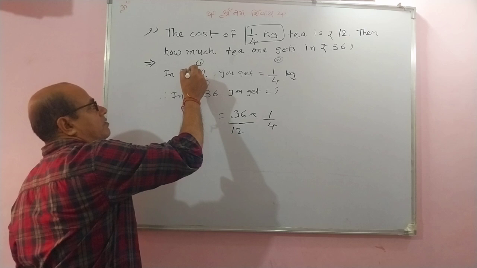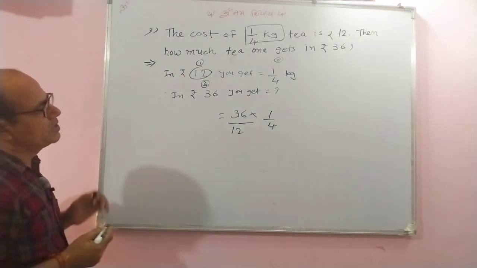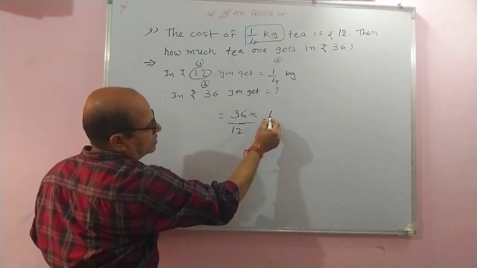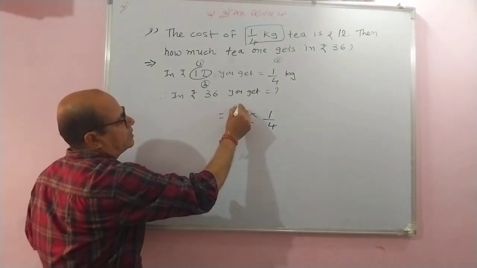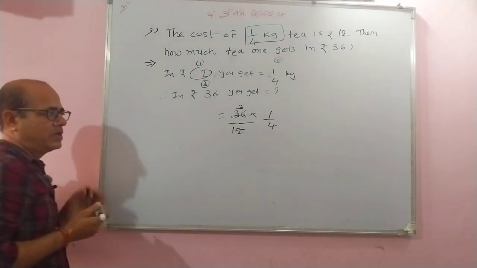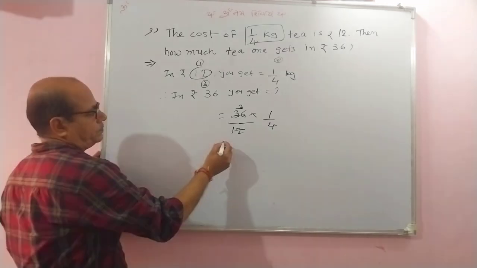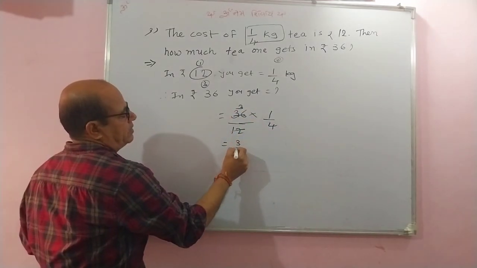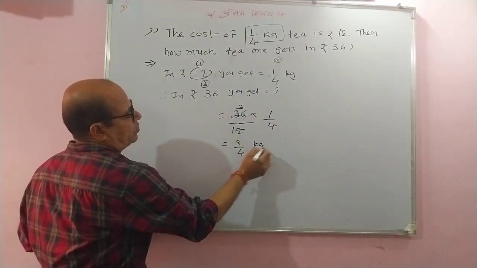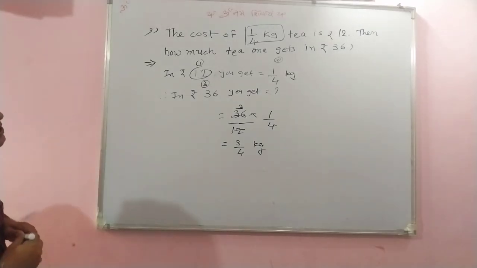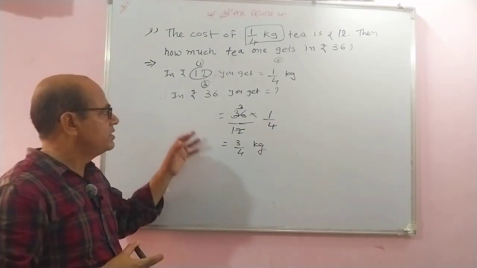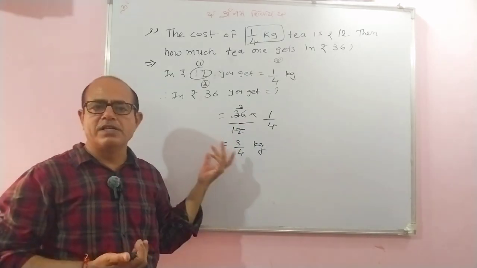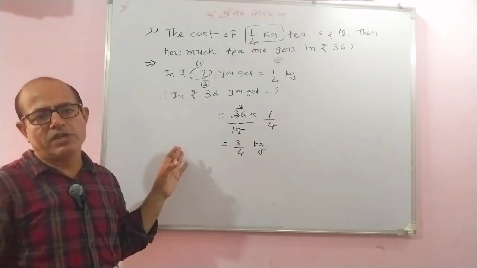So 36 upon 12, this is denominator, it will become this numerator and denominator same to same we have to write. Now 12 3s are 36. Okay, 12 3s are 36. 3 1s are 3 and 4. 3 upon 4 kg of tea you can get in 36 rupees. It's very simple, just only multiplication and cancellation. This is called unitary method.